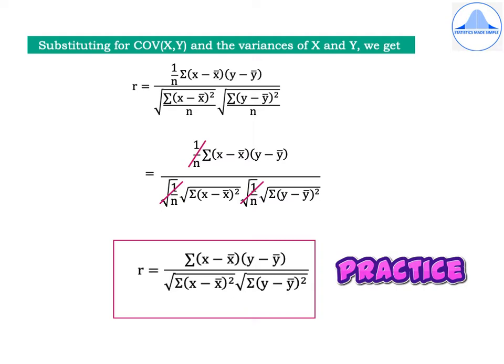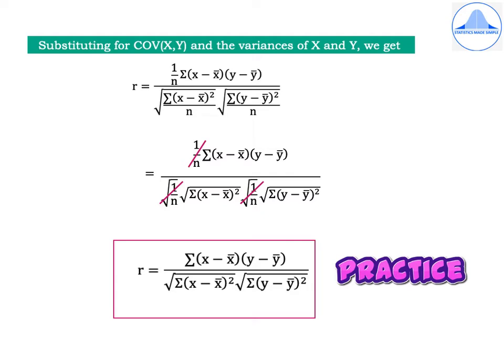Now, substituting for covariance of x comma y and the variances of x and y, we get R equal to the formula for covariance of x comma y, which is 1 by n summation x minus x bar into y minus y bar, whole divided by, you know that standard deviation of x is root of summation x minus x bar the whole square divided by n, into root of summation y minus y bar the whole square divided by n, where small n stands for the number of observations.